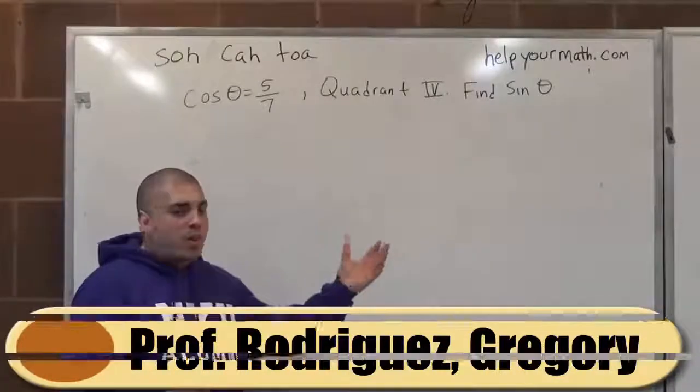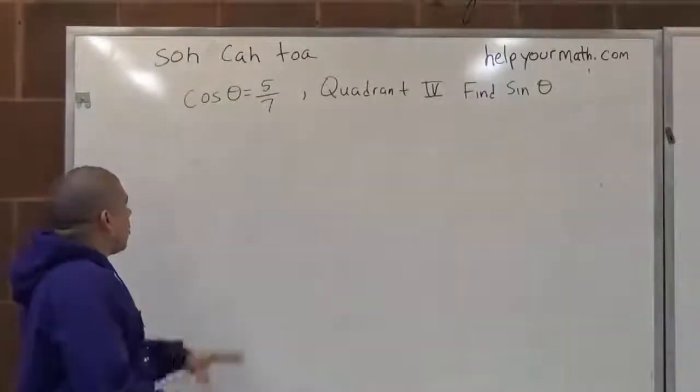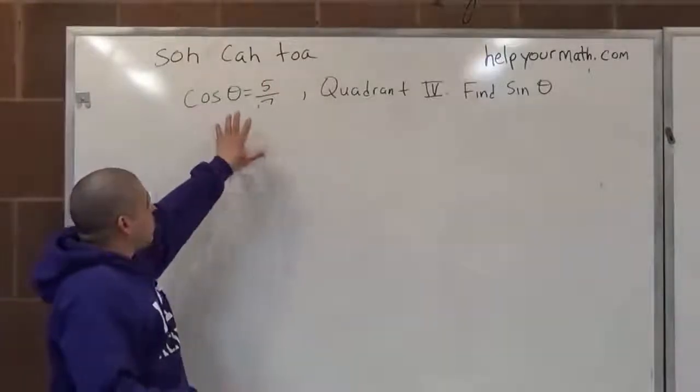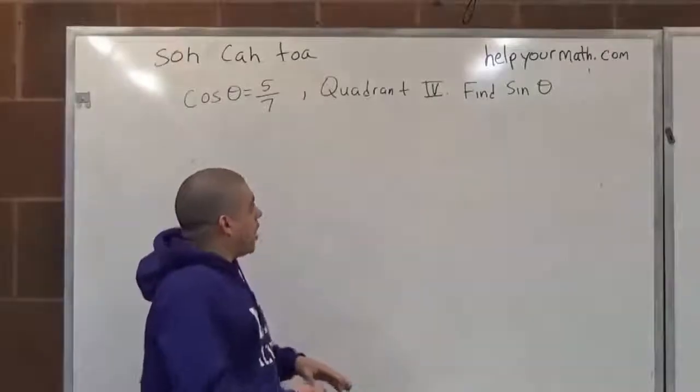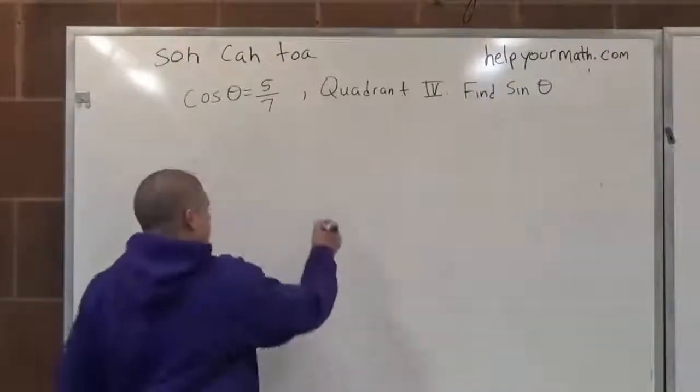You can find more examples on helpyourmath.com. So suppose cosine of an angle is 5/7 and it finishes or terminates in quadrant 4, and we want to find the sine of the angle.